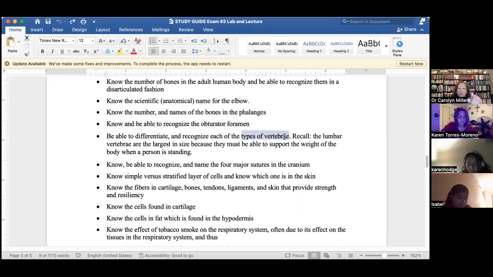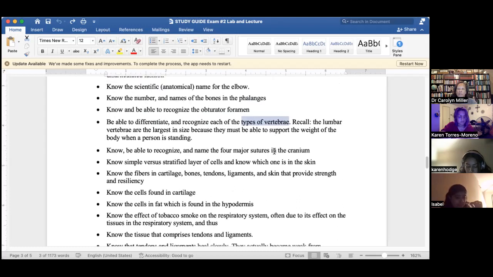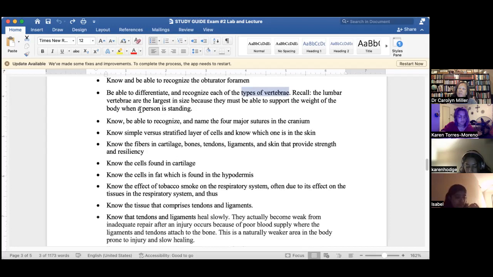So I'm going to go through it, so whatever's on the exam, you won't confuse it. Most of my students confuse lumbar and thoracic, but I'll show you how to tell them. Recall the lumbar are the largest in size because they must be able to support the weight of the entire body when you are standing. But if I've only got one there, you don't have anything to compare it with. So I'll show you some unique features.